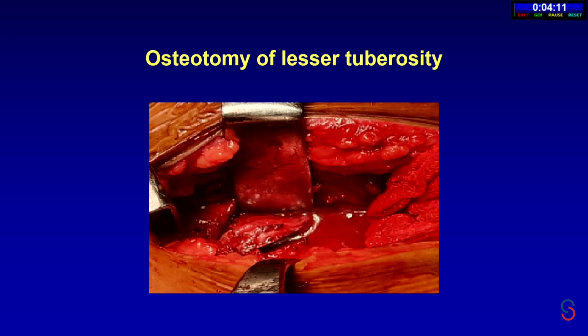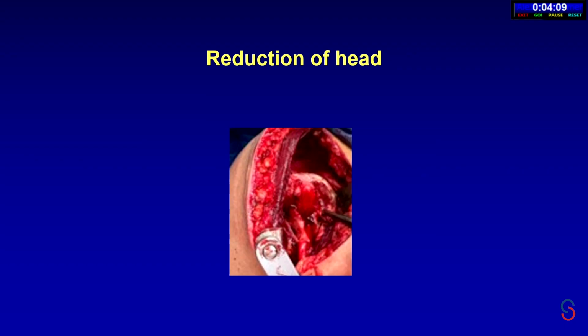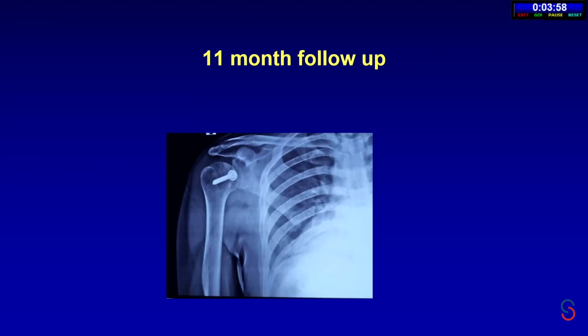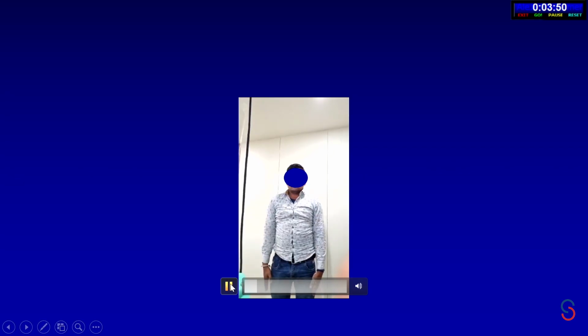Once you reduce it, you can see there's a huge defect in the humeral head. You can see a big defect there. So you fix it with a cancellous screw. I used a very cheap option, a 6.5 millimeter cancellous screw, and this is the 11-month follow-up of this patient. Hope this video runs. And if you treat them early, you can get a good range of motion. So that is the important point.